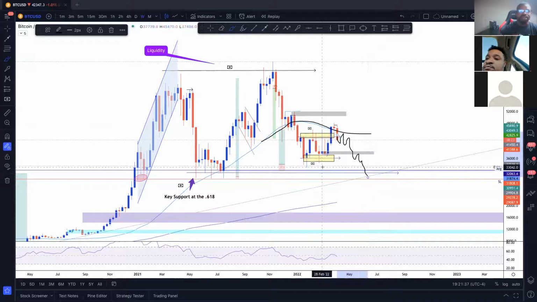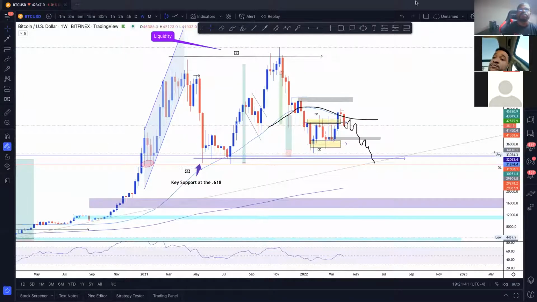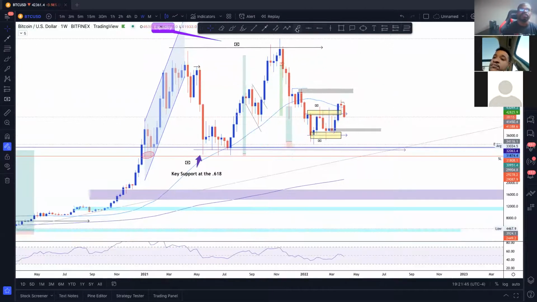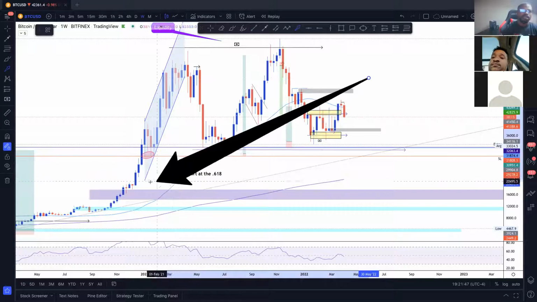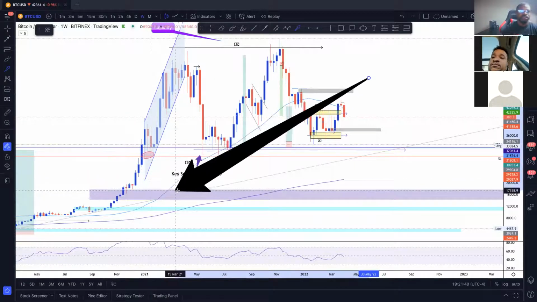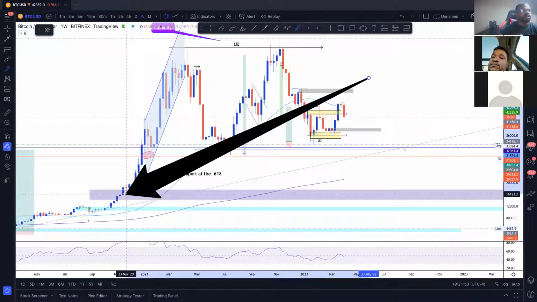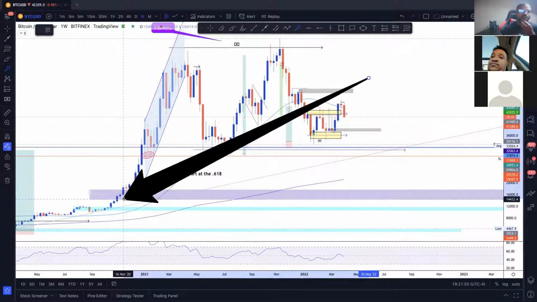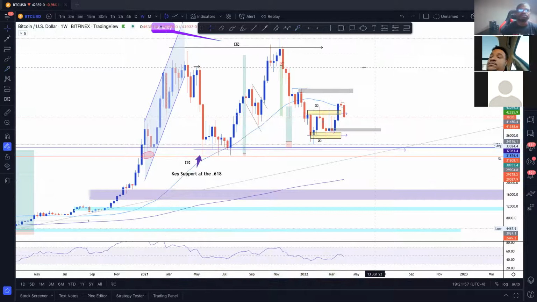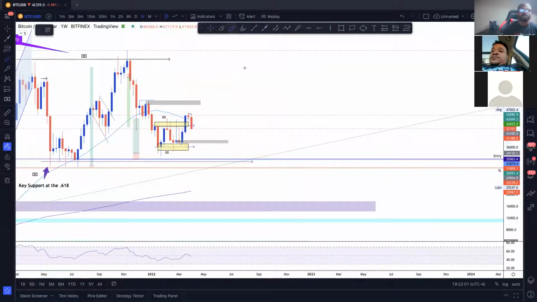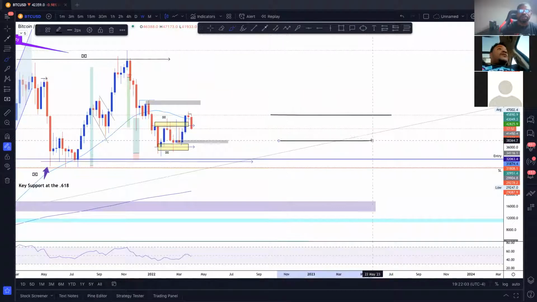Okay, the next level that we will be looking at as far as a major level in Bitcoin is this area down here. All right. If we don't get a rejection here, we'll look to the support level below it. And that's pretty much all we do. We find out where price is, no matter where it is.